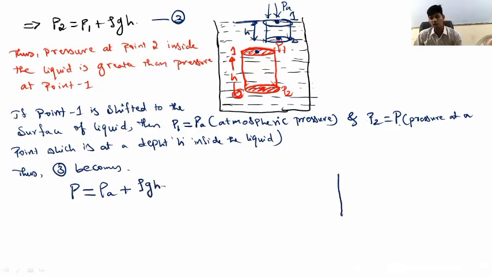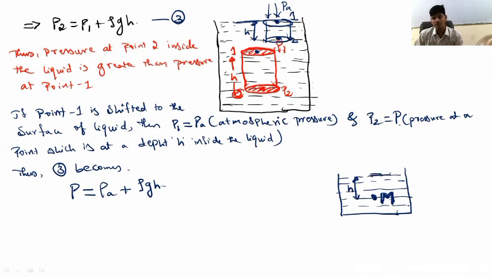So if this is a liquid contained in a vessel which is kept open to the atmosphere, and you consider some point, say M, inside the liquid at a depth h below the surface of the liquid, the pressure at this point is PA, atmospheric pressure, plus rho g h.